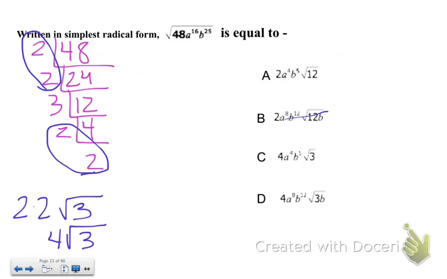So we know we're not looking at A and B. And the reason those aren't all the way simplified is because 12 is 3 times 4. 4 is a perfect square still hiding under there.